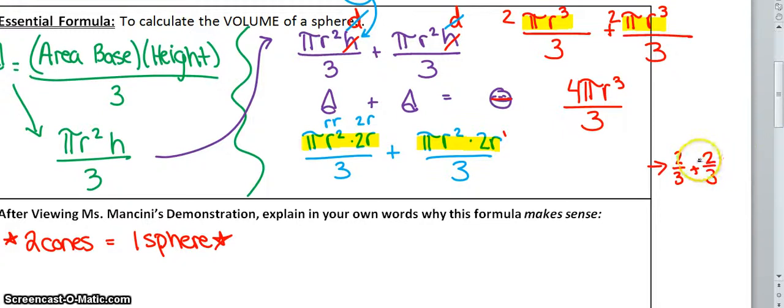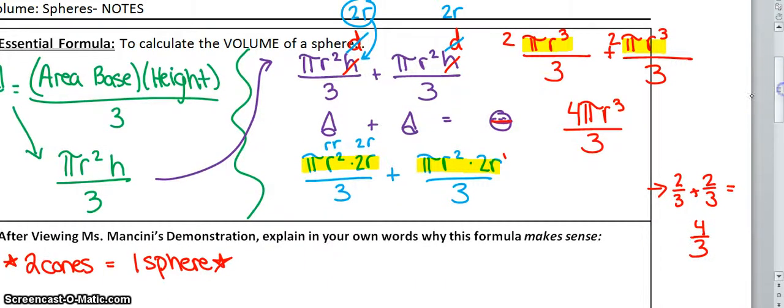Okay, 2/3 plus 2/3 is really saying I have 2/3, and I add 2 more thirds. So how many thirds do I have? And the answer would be 4/3. Okay, now the only thing that's different between this problem is I have 2 pi r cubed, and I add 2 more pi r cubed. So how many pi r cubed do I have? I have 4. But really this is saying I have 2/3 pi r cubed plus 2 more thirds pi r cubed. So I have 4/3 pi r cubed.